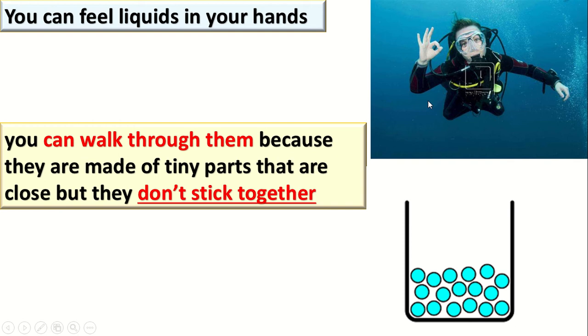Why can't you walk through the solid, but you can walk through the water or through the liquid? Because the liquid is made of tiny parts, and these parts are close to each other, but they don't stick together. The parts of the solid stick together.